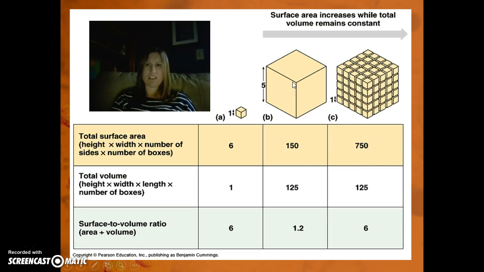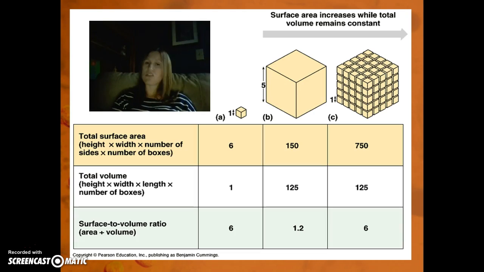The big guy here is this one big cube. To me it looks like a big UPS moving box. Its surface area is 150, where its total volume is 125. So now we're getting really darn close to a 1-to-1 ratio here. That's not good for a cell. We need to have the higher surface area to volume ratio, the better.